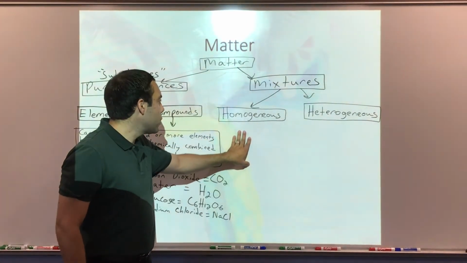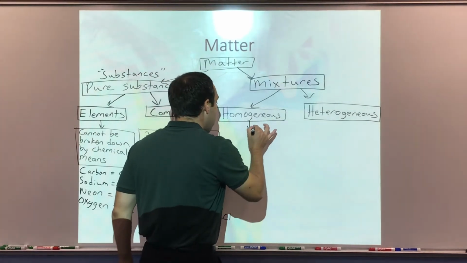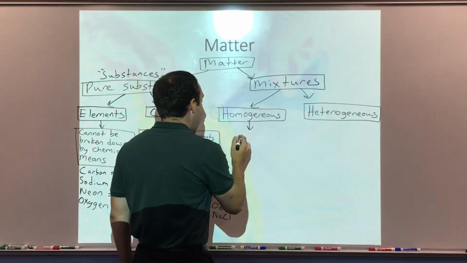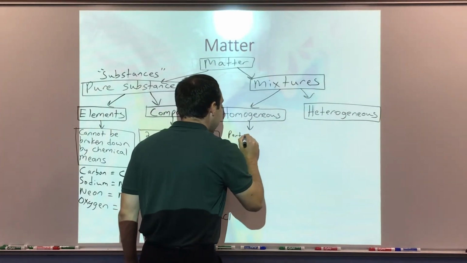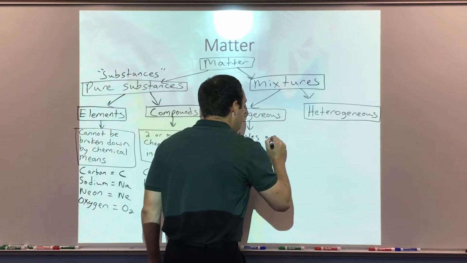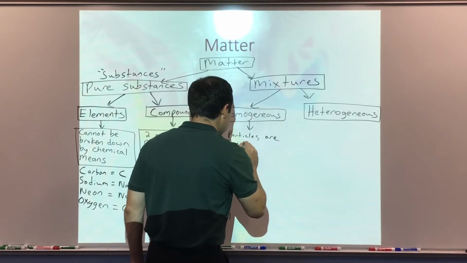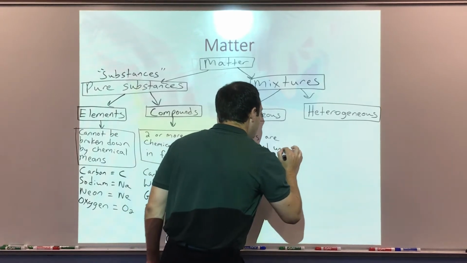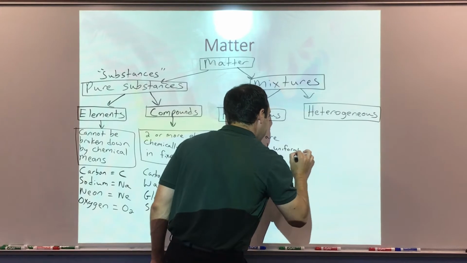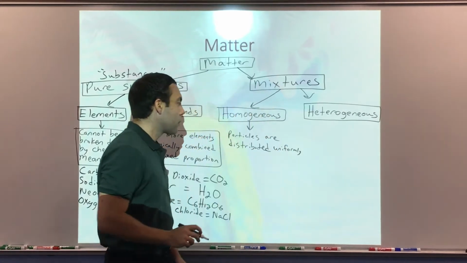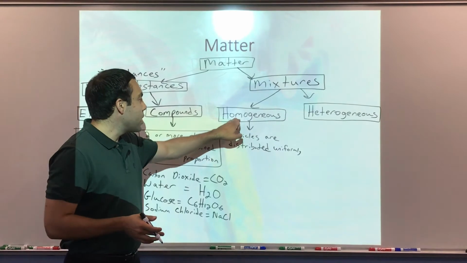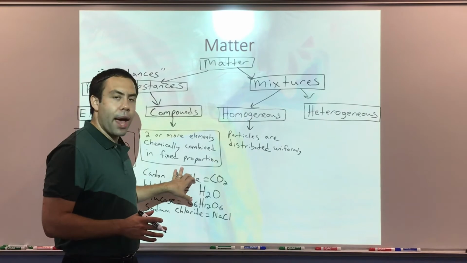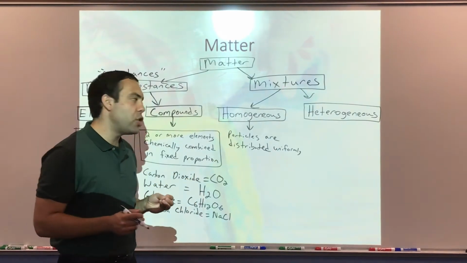Homogeneous mixtures have particles in there. It's a mixture, and the particles are distributed uniformly. So an example of a homogeneous mixture would be something that you know is a mixture of compounds, but you can't see the individual components.